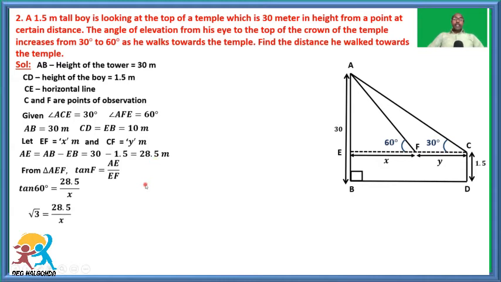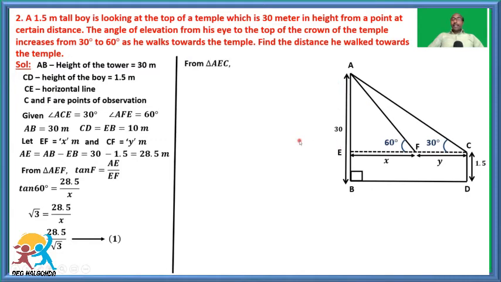So root 3 is equal to 28.5 by X. X is equal to 28.5 by root 3. Take it as equation 1. Now, take triangle AEC. From triangle AEC, again here we have the distance AE, and we have to find Y here.